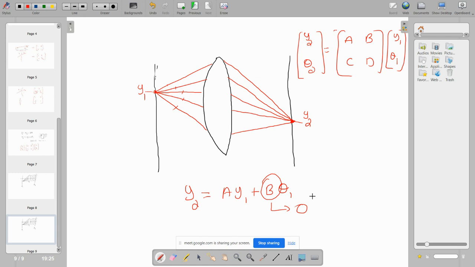So this quantity should be 0. So what is this condition called? All rays from a particular point reaching a particular point after passing through an optical system is called imaging. So it's actually an imaging system. That's why we always say B is equal to 0 for an imaging system.